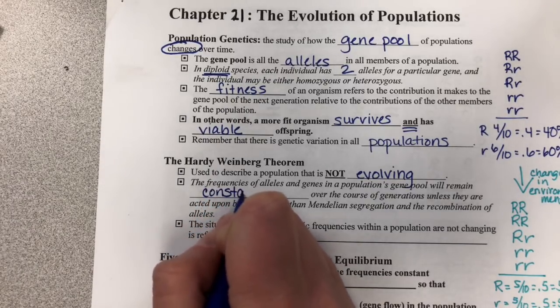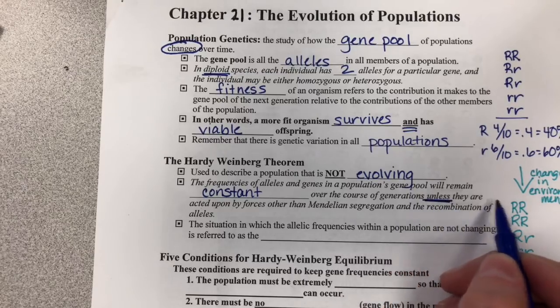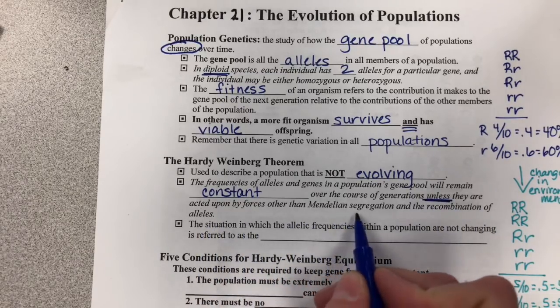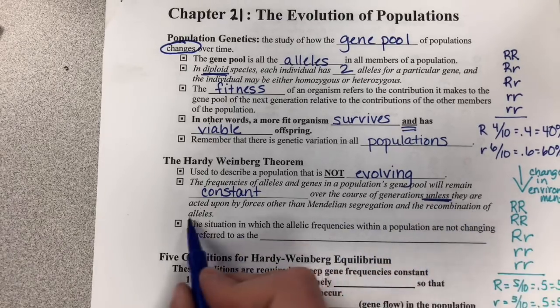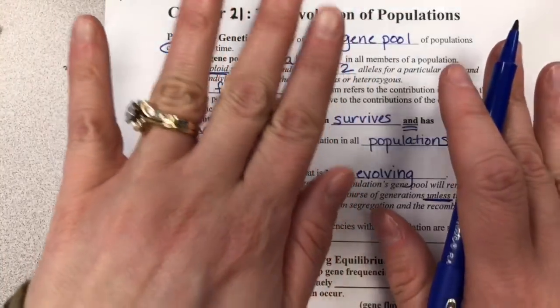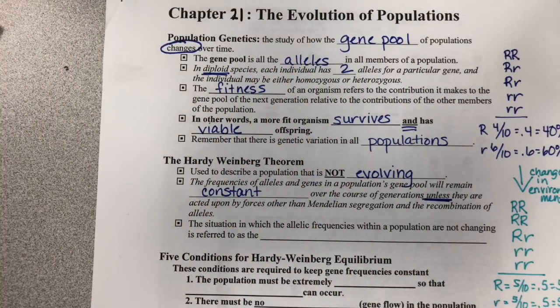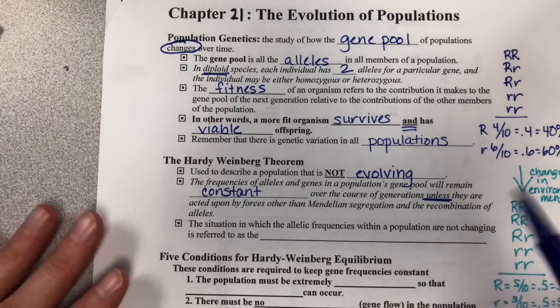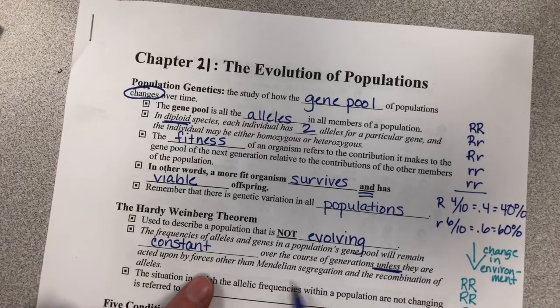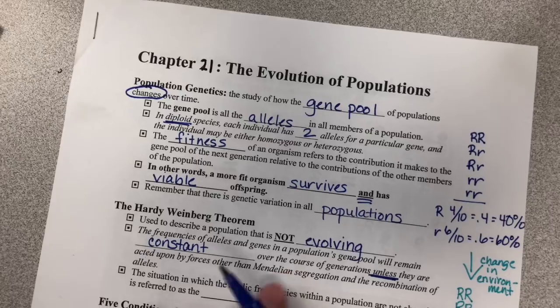So it will always remain the same over the course of generations unless it is acted upon by forces other than Mendelian segregation, the recombination of alleles, other than just normal reproduction. Segregation, remember, is where the alleles can line up in two different ways and segregate to different gametes, so we can get some variation that way. Other than that, if any other changes occur, then that would cause a population to evolve.